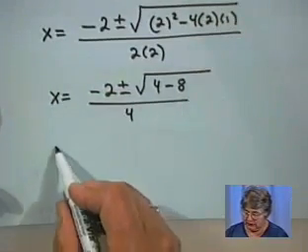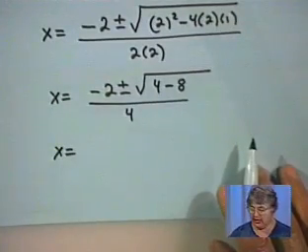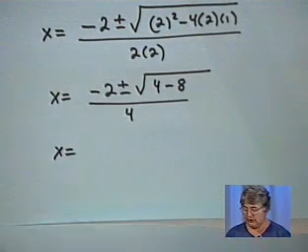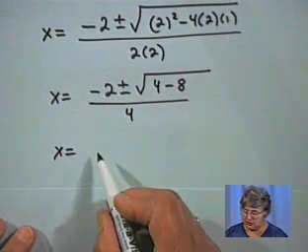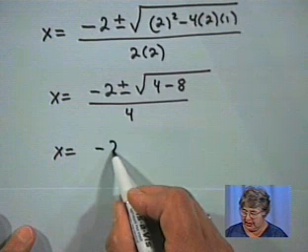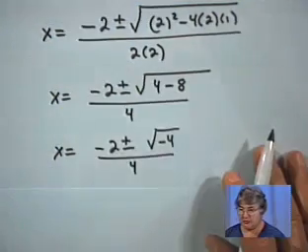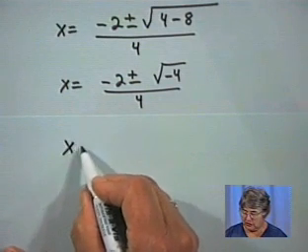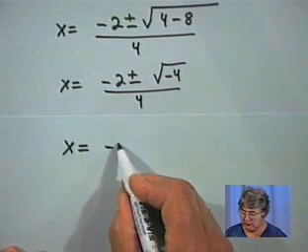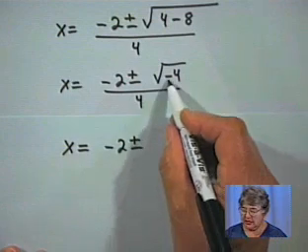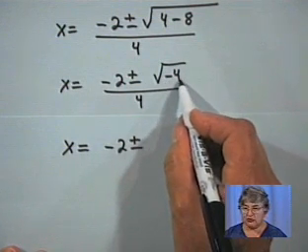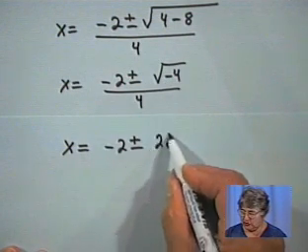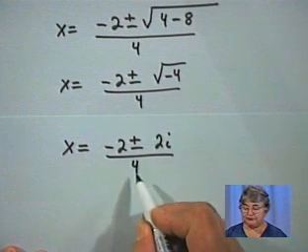If you are thinking ahead, you probably have realized that the solutions are not real, and that's perfectly fine. We have lots of those quadratic equations with non-real solutions. So we have x equals minus 2 plus or minus the negative becomes an i, the square root of 4 is 2, so this becomes 2i, divided by 4.